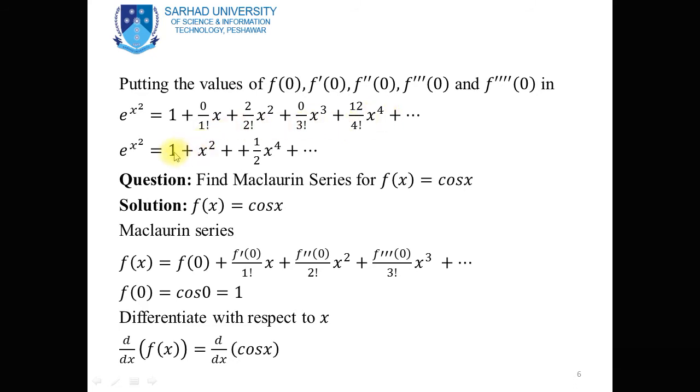And now after simplification, we obtain the Maclaurin series of the function e^(x²) equal to 1 plus this term is 0, and 2 factorial means 2, so the 2s cancel, so x². This term is equal to 0, and 4 factorial means 4 times 3 times 2 times 1, so 12 and 12 cancel, and now we obtain in the denominator 2 times 1, which is equal to 2, so 1/2 x⁴ plus and so on. This is the Maclaurin series for the function e^(x²).